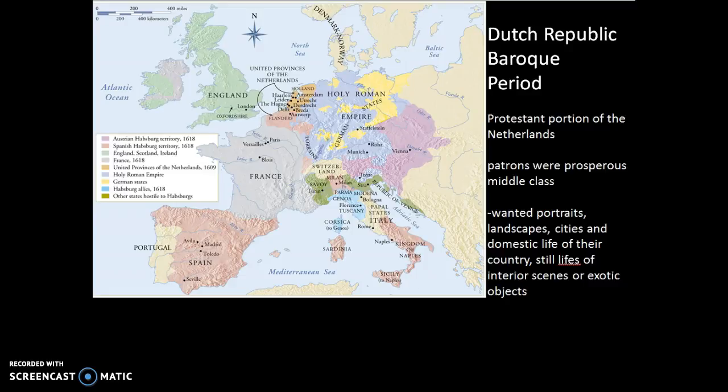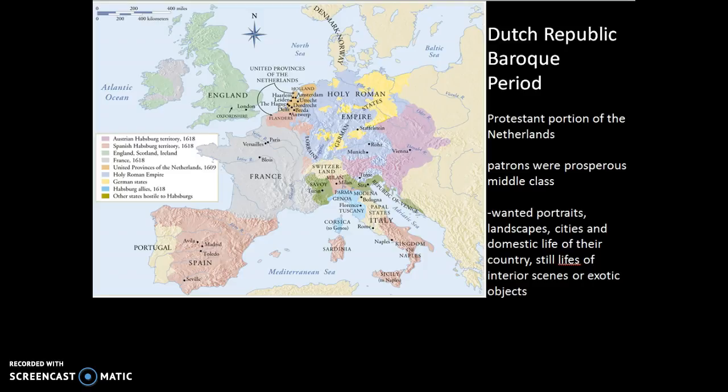Dutch Republic, the Baroque period. During this time, the Dutch Republic was the Protestant portion of the Netherlands. Patrons of the arts were really not the church, but actually most of the prosperous middle class. They wanted stuff like portraiture, landscapes, cities and domestic lives of their country, still lifes of interior scenes, and exotic objects. They were interested in subjects of history, mythology, scientific discoveries, and colonial exploration.